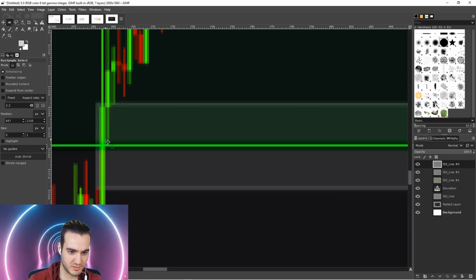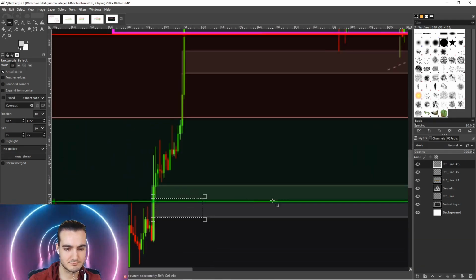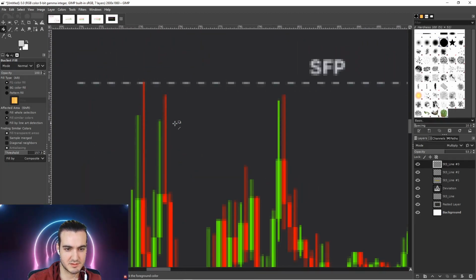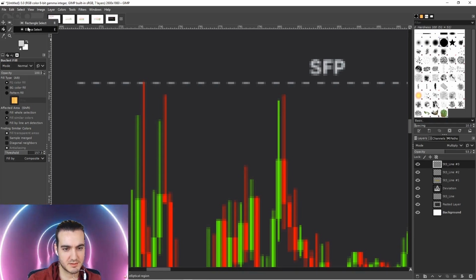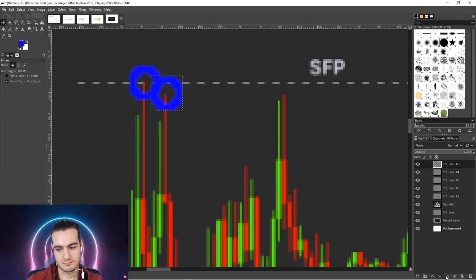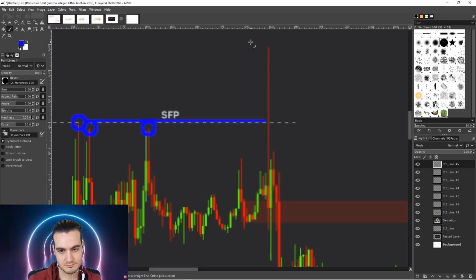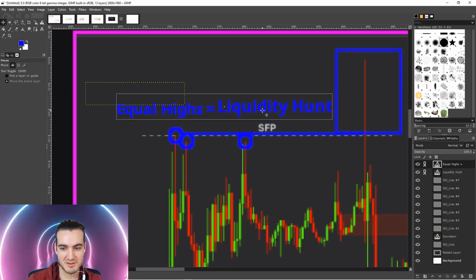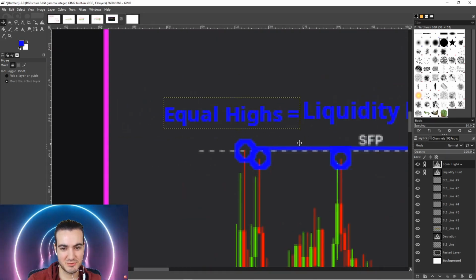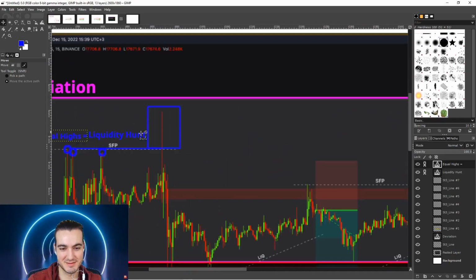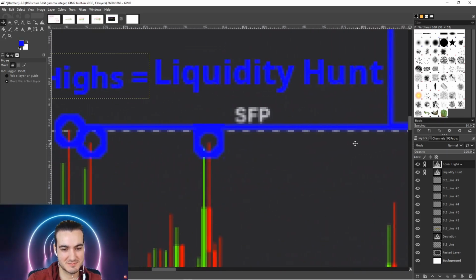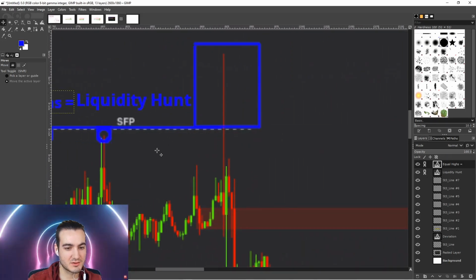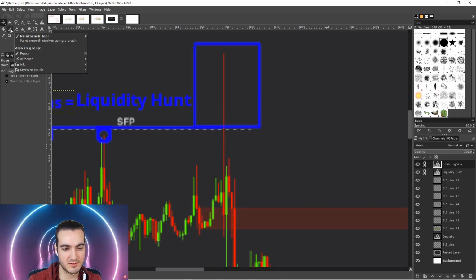Actually, the imbalance would only be from here. Here we have those equal highs again. So I'll just add this in for emphasis. Equal highs equals liquidity hunt. And this liquidity hunt also serves as the swing failure.